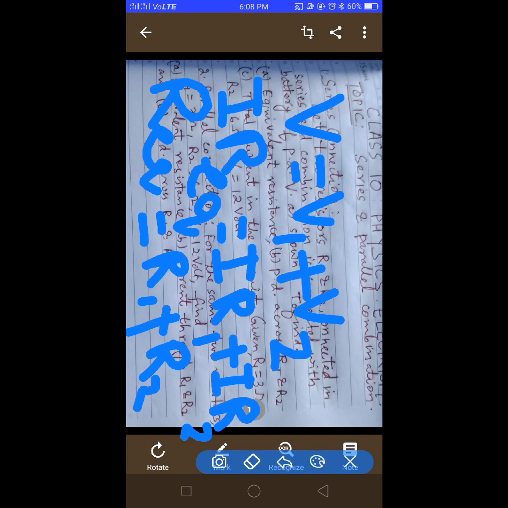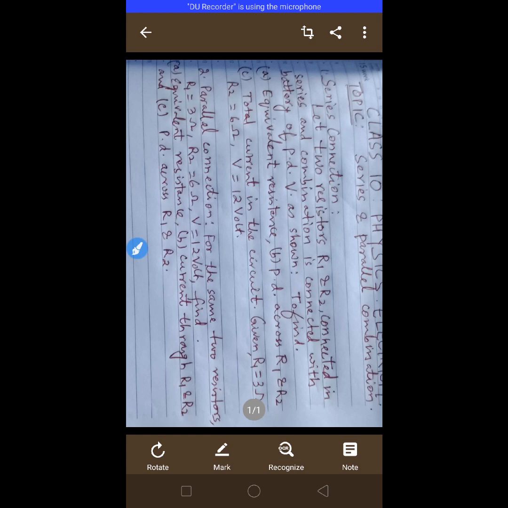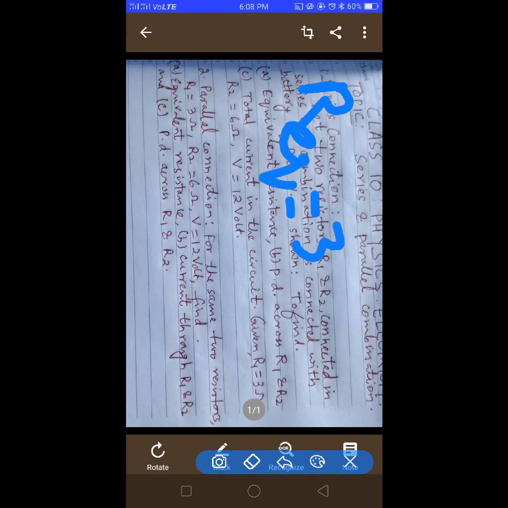And here R1 and R2 are unequal resistances. Say if R1 and R2 both are equal and its value is R, then R equivalent will be R plus R equal to 2R. Now in the question it is given R1 is equal to 3 ohm and R2 is equal to 6 ohm. So for the first part in series combination, R equivalent by this formula, R1 is equal to 3, R2 is equal to 6, and this will be equal to 9 ohm.